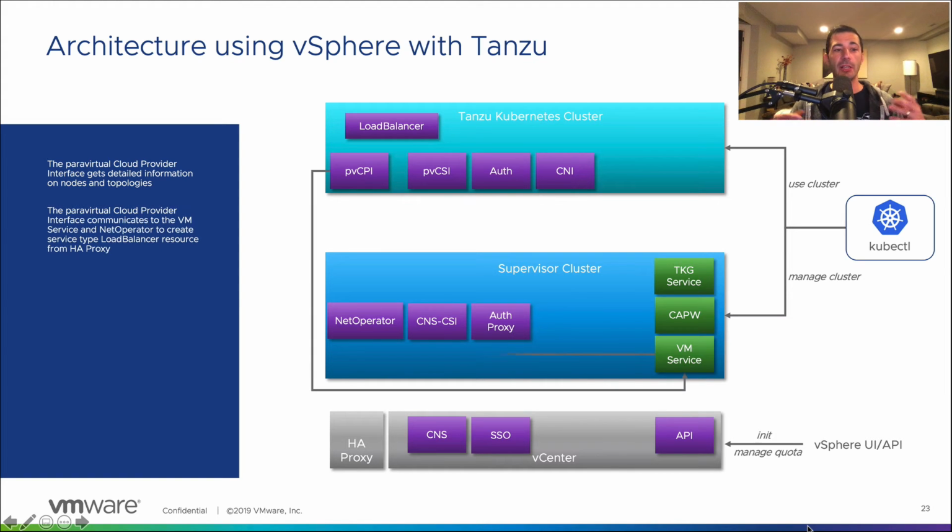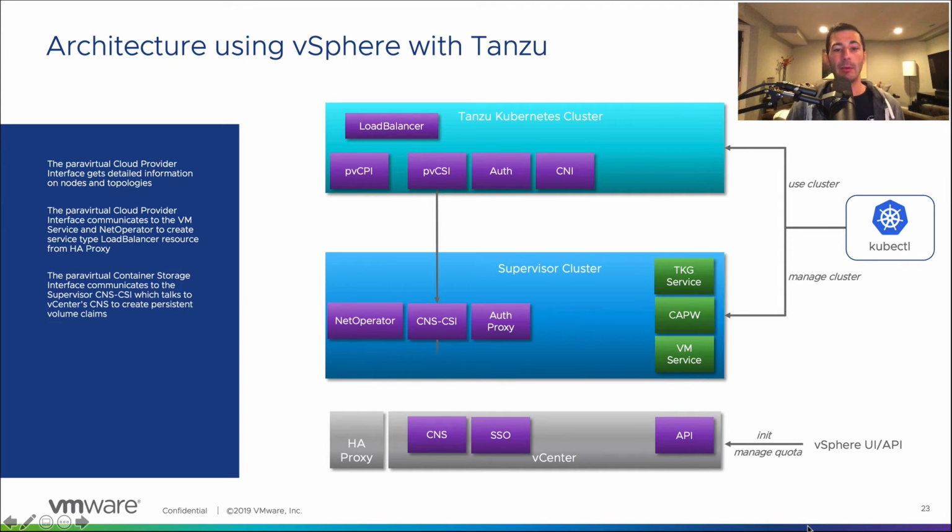Now, if you want to provision a load balancer, same thing happens. It talks to the VM service, which talks to the net operator, which pulls an IP address from HAProxy and applies that as a service to the Tanzu Kubernetes cluster. We also have the paravirtual container storage interface. This talks to the cloud native storage container storage interface, which then talks to vSphere's cloud native storage, which is responsible for provisioning all the disks needed for persistent volumes. We also have the authentication proxy, which relies on vSphere SSO, and we have single sign-on for Active Directory and LDAP.